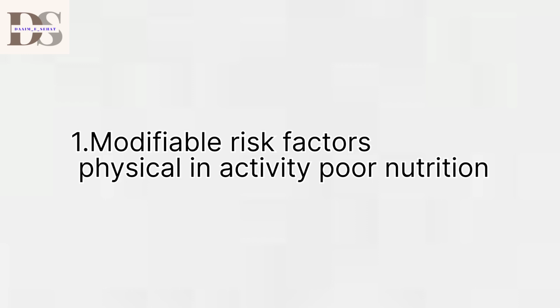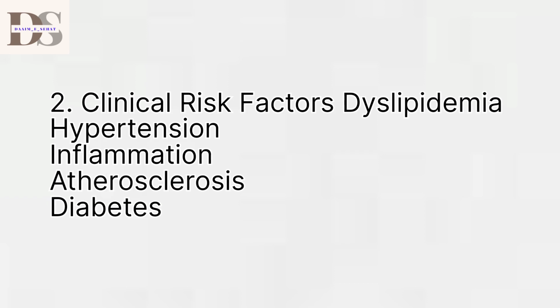First type is the modifiable risk factors, including physical inactivity and poor nutrition. So these two factors belong to the lifestyle of a person, which can be modified accordingly, resulting in a decrease in the intensity of other risk factors. The second type of risk factors are usually dependent upon the first type, that is the modifiable risk factors. Second type risk factors usually include dyslipidemia, inflammation and hypertension.